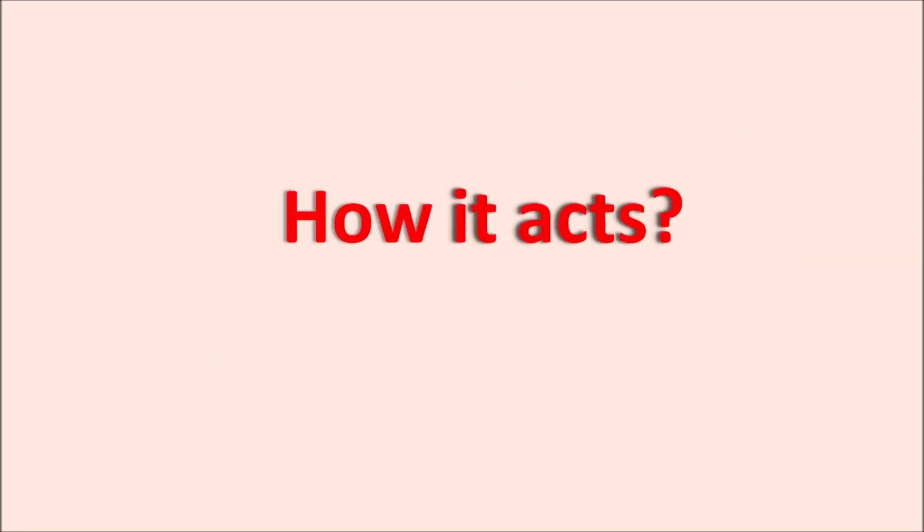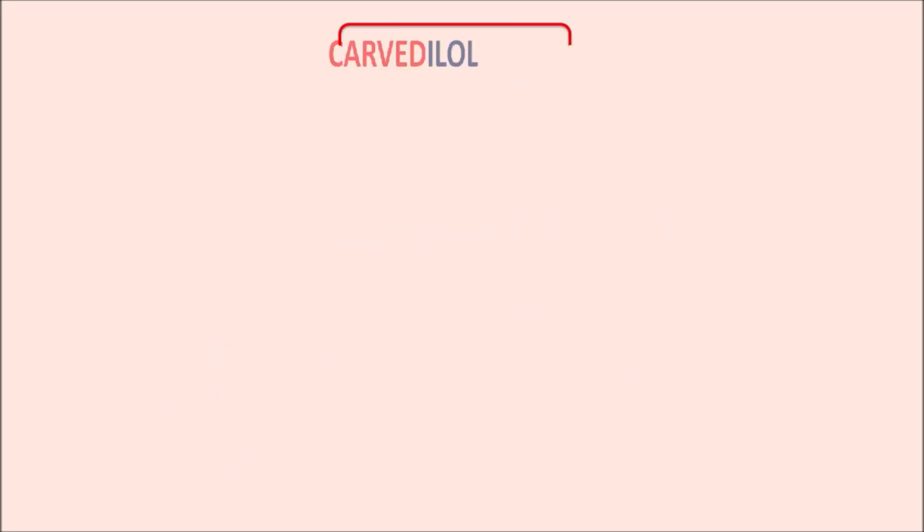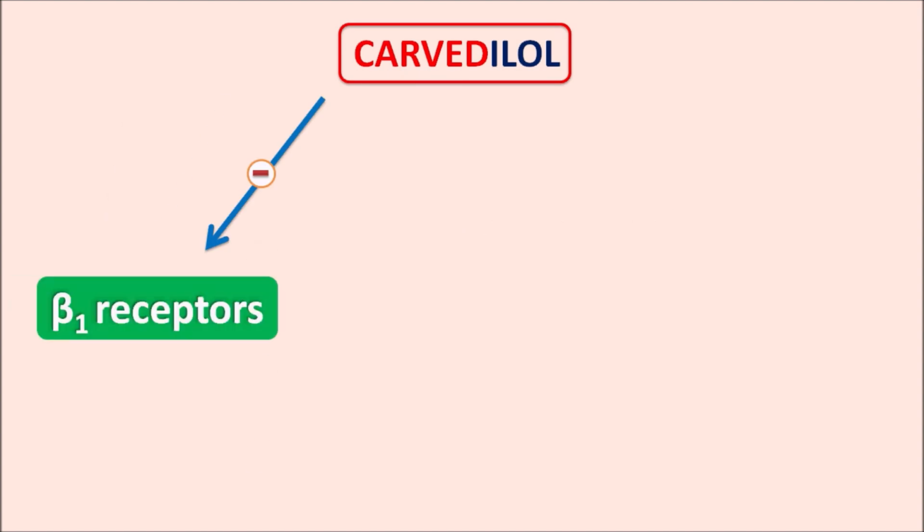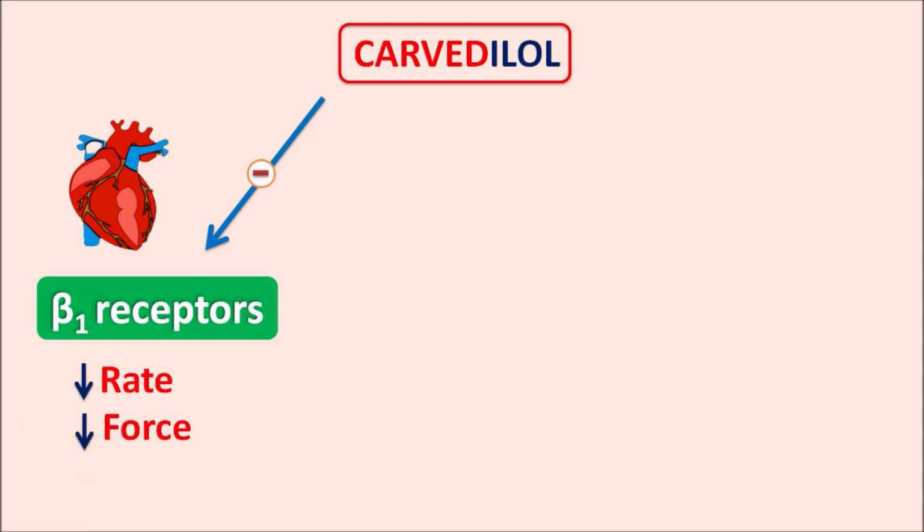Now let us see how this drug acts. Carvedilol, as we have just discussed, can act on both beta receptors. Particularly it can act on beta 1 receptors which are expressed on the cardiac system so that it can reduce the rate of contraction as well as force of contraction. And when both rate as well as force of contraction are reduced, cardiac work is also reduced. That's why this drug can be used in the treatment of heart failure as well as left ventricular dysfunction.